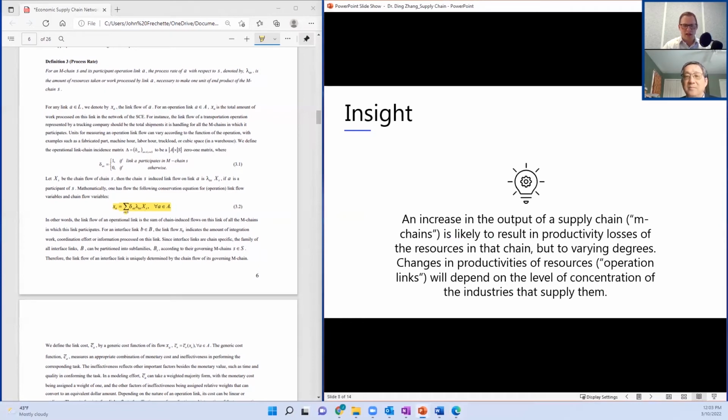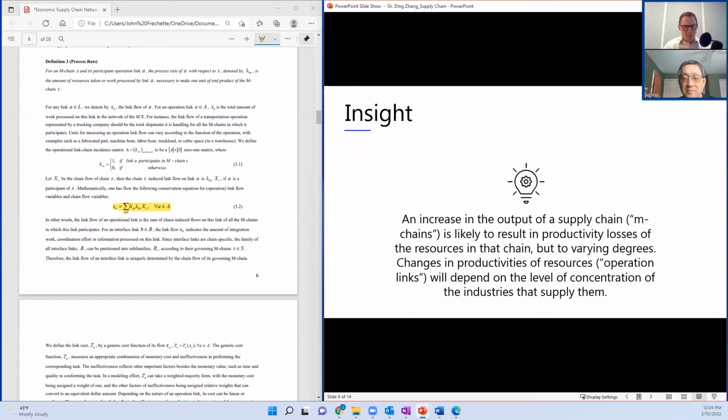What I want to call out here is that a greater volume in a particular supply chain or M chain will likely result in loss of productivity of the resources in that chain, but they'll vary in how much productivity they lose. So what determines which operation links, that is machines or plants or workers or other inputs, lose the most efficiency is a function of the market structures of the industries that supply them. So let me quickly, why is this the case?